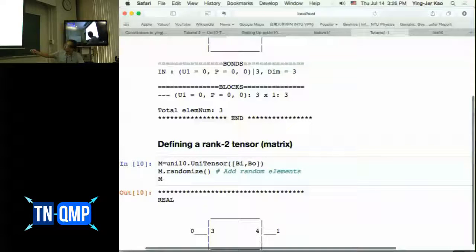We get information about the bounds, and we get information about the symmetry blocks. In this case, there's only one block, so it's a 3 by 1 block.